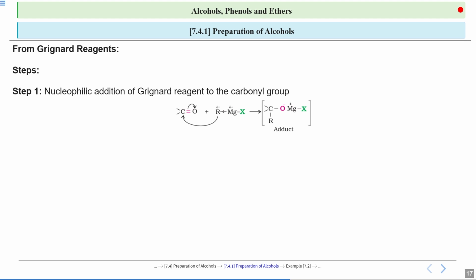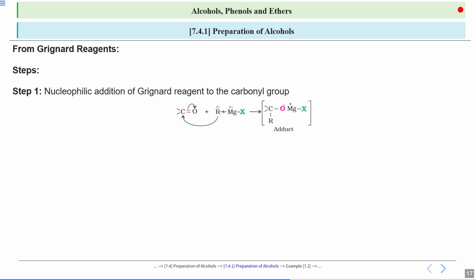The C double bond O present in our carbonyl compound, because there is an electronegativity difference, the oxygen is more electronegative. So the double bond electrons will shift towards the oxygen, and carbon will get a positive charge. Now what will happen? It will act as an electrophile. And because R from the RMgX has a partial negative charge, it will act as a nucleophile.